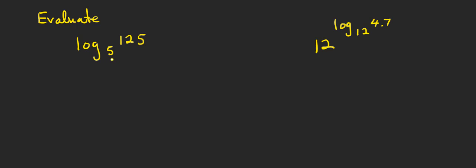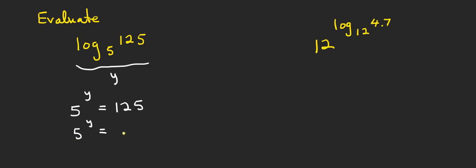Let's evaluate log base 5 of 125. Again, let's call this whole thing equal to y. And let's change it to exponential form. So 5 to the y equals 125. And we need to have the same base. So 5 to the y equals 5 to the third. Therefore, y is equal to 3, which means that this whole thing is equal to 3.